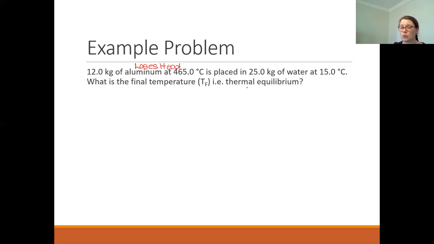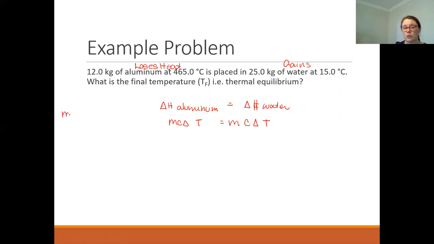Okay, its temperature will drop, the water gains. So for this question, the delta H of aluminum has to be equal to the delta H of water. All right, so this means that mC delta T equals mC delta T. Now I'm going to put aluminum on one side, I'm going to put water on the other, and we're going to do a little calculation.